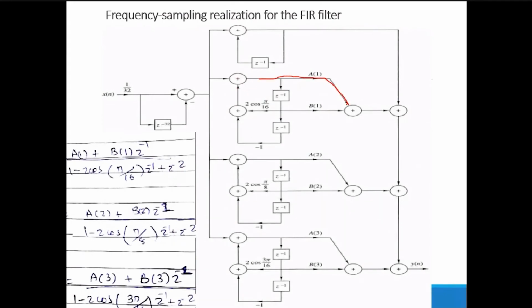This is added. Then B1, whatever the value of X1, that is B1 into Z inverse. So whatever delay element, that is Z inverse, it is multiplied with this B1, which is added over here. And this is your forward path, meaning you are implementing the numerator part.